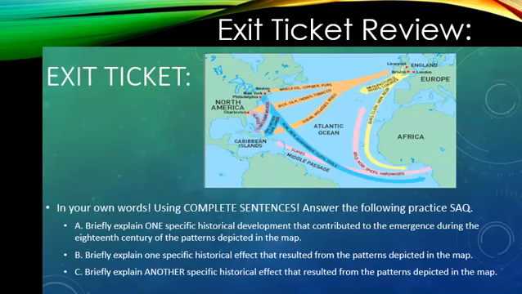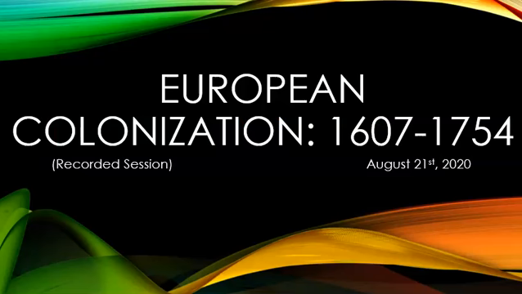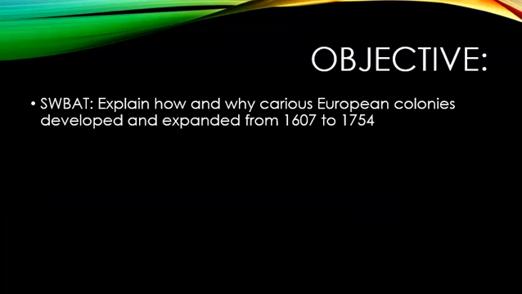And with that, we're going to get started. So there's the title again, European Colonization, 1607 to 1754. Go ahead and screenshot that if you need the title. And here's the objective. Like we said, we had that before. So again, screenshot it if you need it as we move forward.